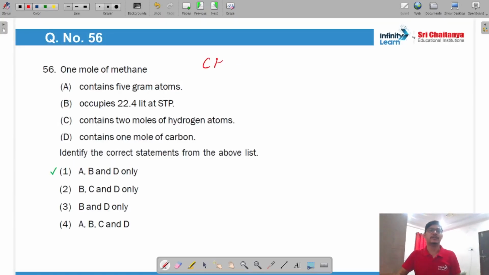1 mole of methane contains 5 gram atoms. Yes, correct. 1 gram atom of carbon and 4 gram atoms of hydrogen. Occupies 22.4 liters at STP. That is also correct. Contains 4 moles of hydrogen atoms, not 2. So this is incorrect. Contains 1 mole of carbon. So yes, A, B and D. These are the correct options.